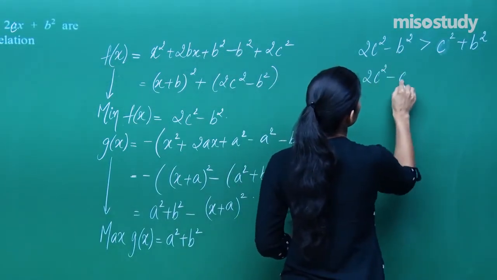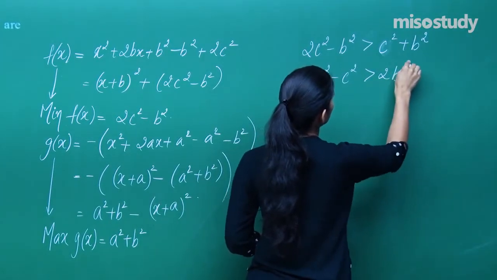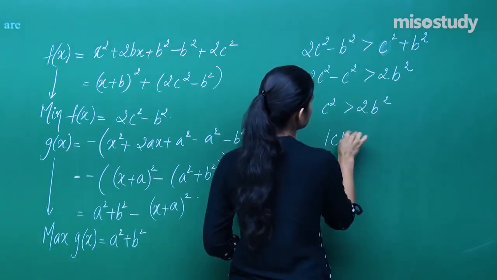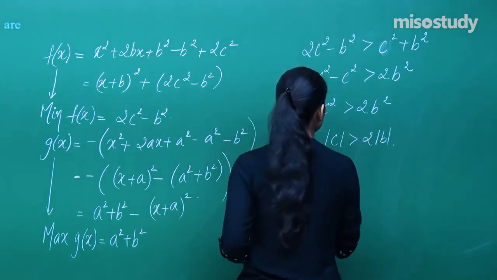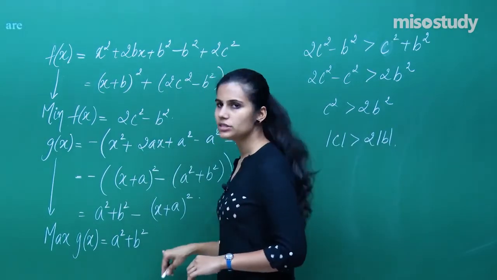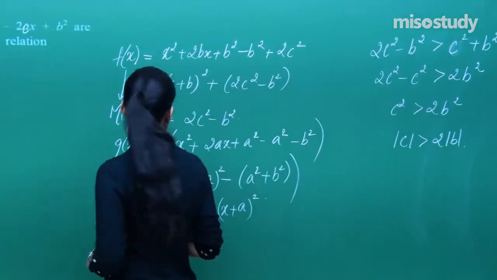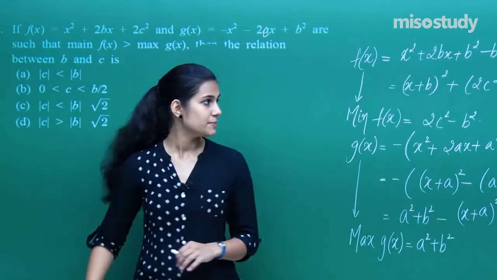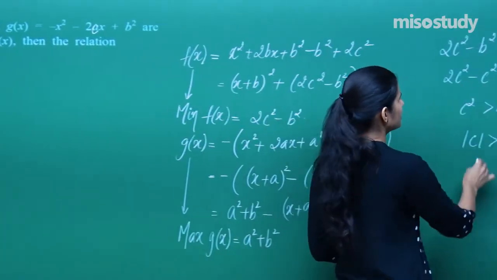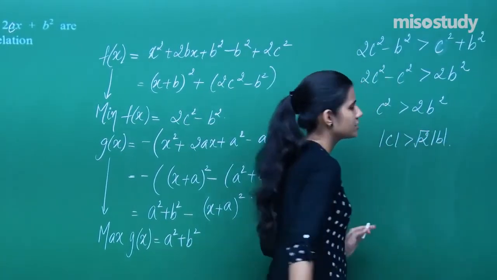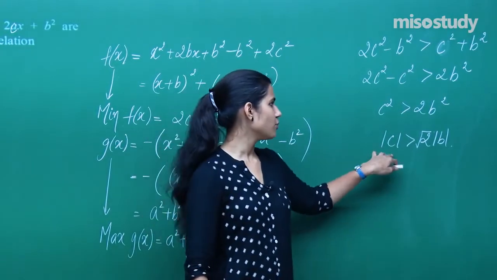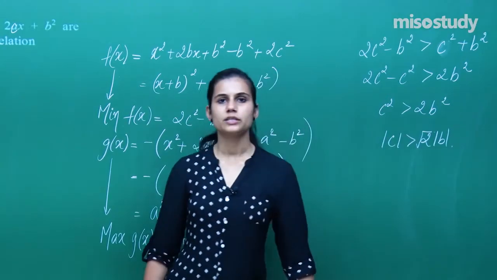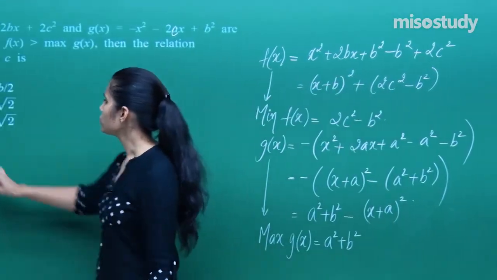So you get 2c square minus c square is greater than 2b square, which means c square is greater than 2b square, or you can say mod c is greater than root 2 mod b. Everywhere in place of a you can just substitute c, and you get that mod c is greater than root 2 mod b, which is basically your answer. This is root 2 because we are taking the square root first and then putting the mod. So the square root of c square is mod c, then the square root of 2, and the square root of b square is mod b. So mod c is greater than root 2 times mod b.